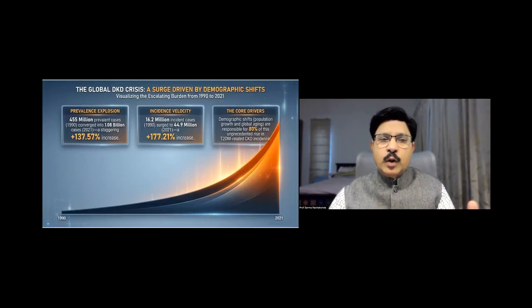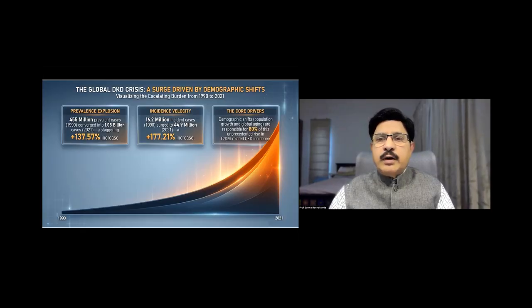Now you can see the global burden. In terms of the global burden, you see a prevalence explosion: 445 million in 1990 has now become 1.08 billion in 2021 all over the globe, a 137.5% increase. That means from 455 to 1080 million, we have increased in the prevalence of diabetic kidney disease. Incidence velocity: 16.2 million incident cases occurred in 1990, surged to 44.9 million, again a 177% increase.